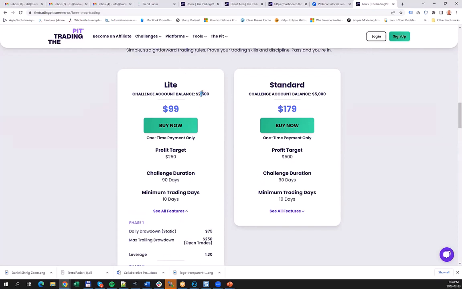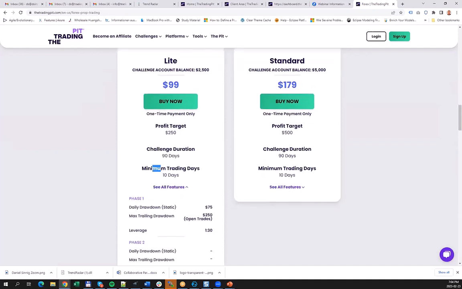So you're given this account, and your profit target, which you must reach within 90 days, is $250, 10% of $2,500. So you have 90 days. You don't have to rush it. You must trade at least 10 days, so at least execute one trade in 10 of these 90 days. You can achieve your challenge within the first 10 days or on the very last of the 90 days. It's up to you. You don't have to force it.